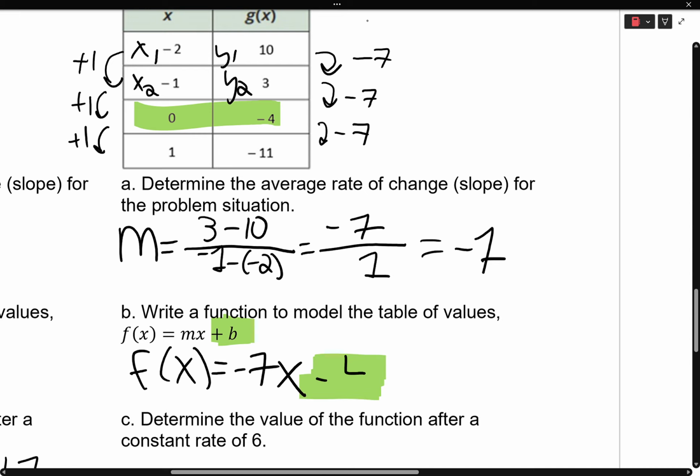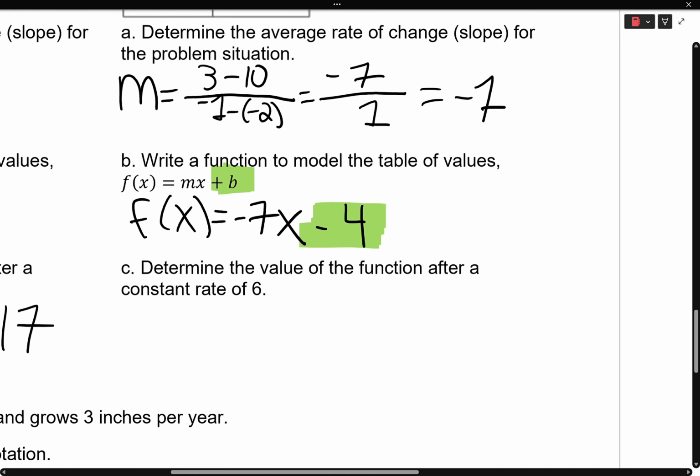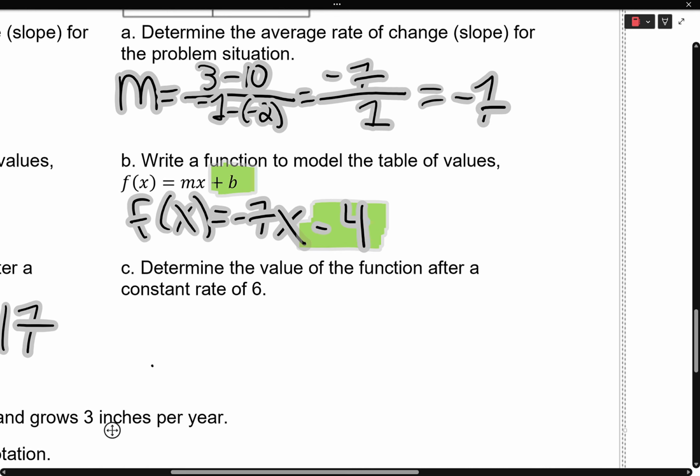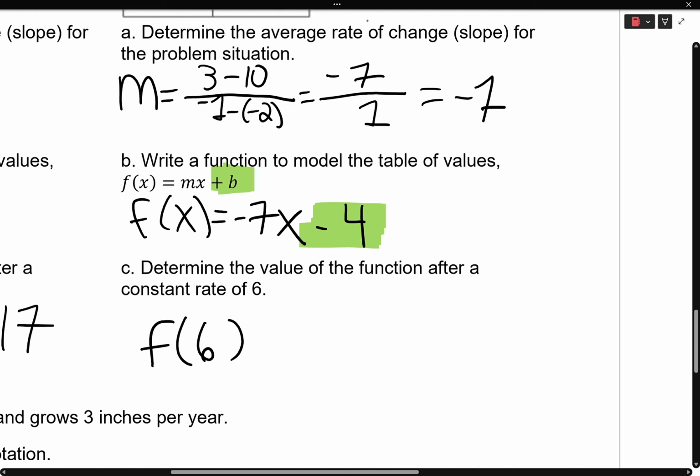Let's finish this by determining the value of the function after a constant rate of 6 by plugging in 6 into our function. You know what, that 7 and the negative are way too connected. Let's fix that guy up. Okay, 6, 6.